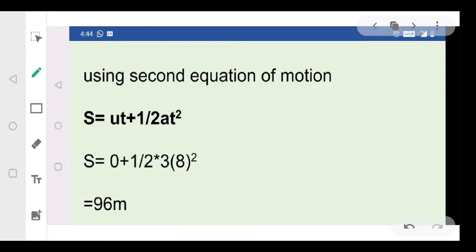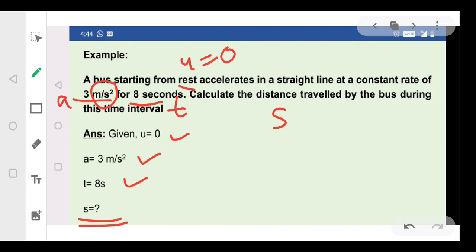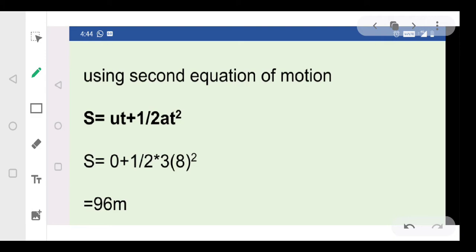Okay, so we have to use that equation of motion from the three equations in which only one thing is unknown, and the rest are all given to us. Now see here, we are given u, a, t, and we have to find s. So the most appropriate equation to use will be the second equation of motion. Why? Because all the right hand side is given to us, we just have to find the left hand side. So by putting values, we will easily be able to find the distance travelled.